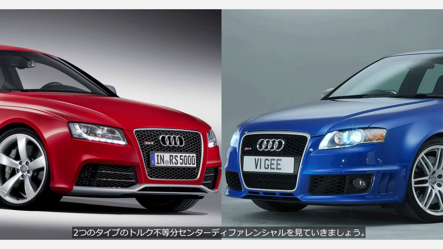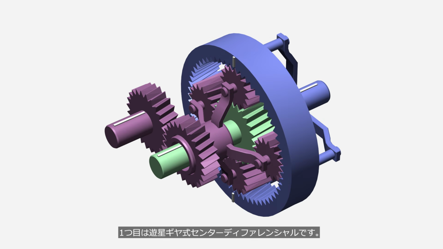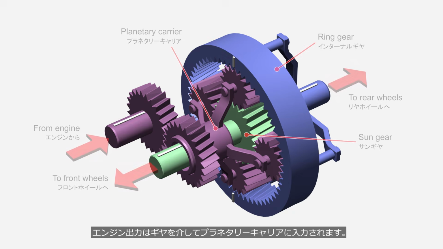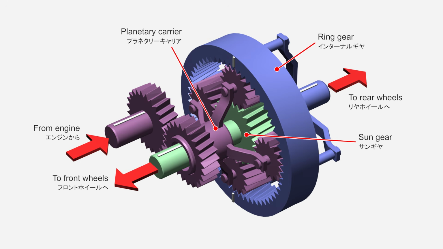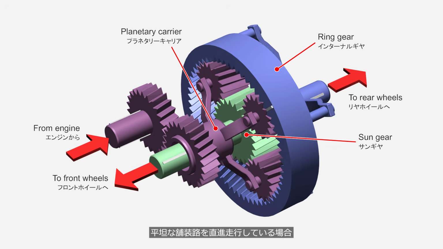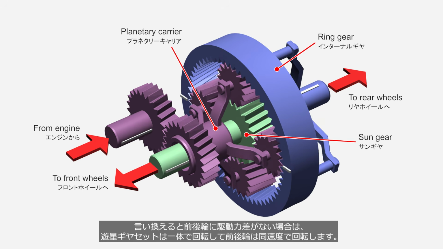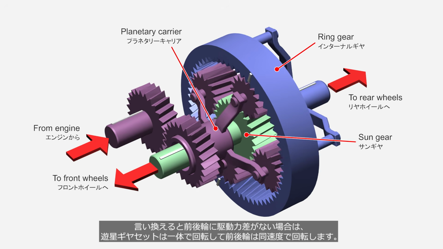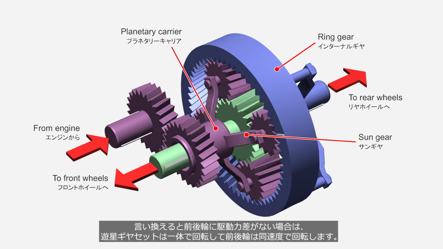Here, we will explore two types of center differentials with an uneven torque distribution. The first is a planetary gear center differential. Engine output is transmitted to the planetary carrier through a set of gears. Output from the sun gear is transmitted to the front wheels, while the ring gear drives the rear wheels. When driving straight on a flat, paved road, that is, when no torque difference exists between the front and rear wheels, the planetary gear set rotates as a single unit, and the front and rear wheels rotate at the same speed.